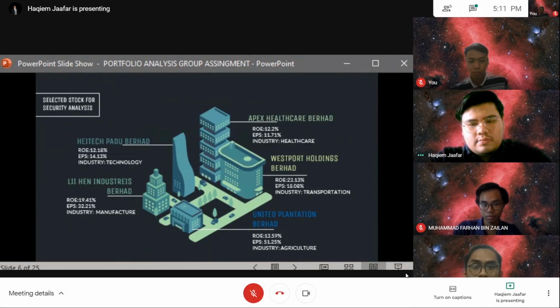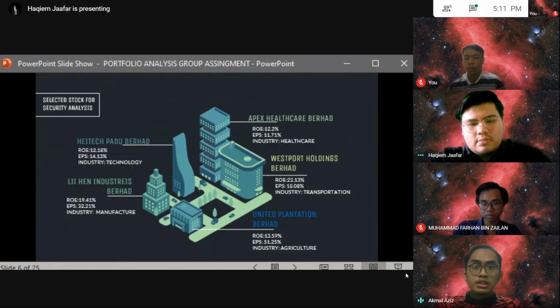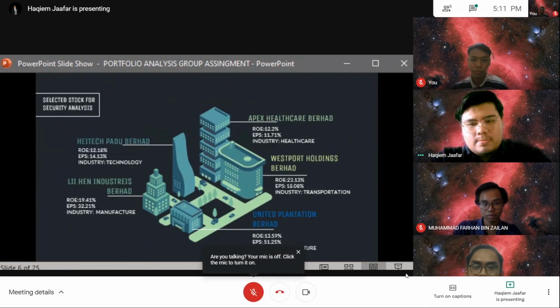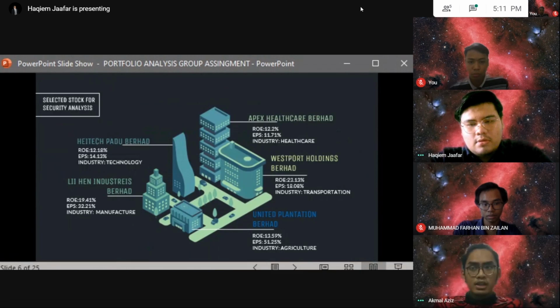The fourth company is United Plantation Berhad. The ROE 13.96%, the EPS 51.25%, and it is in the agriculture industry. And the last company we chose is Lihan Industry Berhad. The ROE 19.41% and the EPS 32.21%, which is in the manufacturing industry.